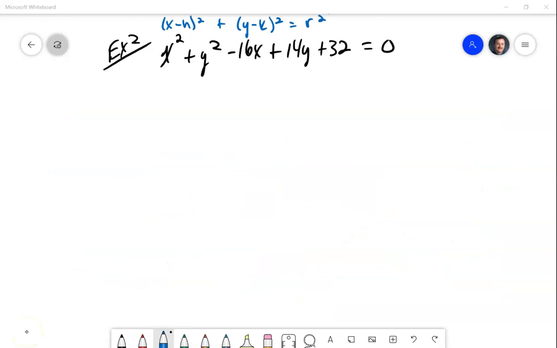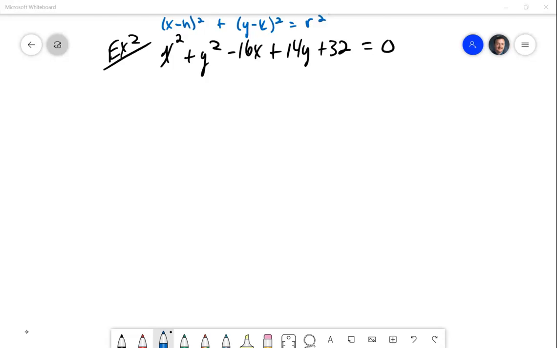Okay, so here in this example, we have x squared plus y squared minus 16x plus 14y plus 32 equal to 0. Now, just looking at this, obviously it is not in that standard form, which I have rewritten here in blue up at the top. You can see it does not match. It's not exactly the same. You can probably see some similarities. For example, you do have an x squared, you have a y squared, and you have some other stuff, but it's not in that correct format.